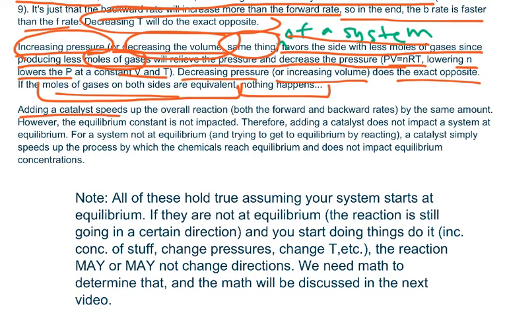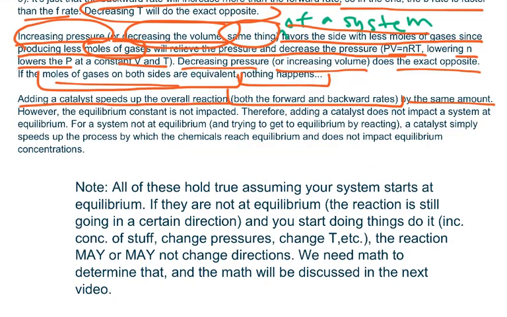Nothing will happen if moles of gas are the same on both sides. Now, adding a catalyst speeds up the overall reaction. It speeds up both the forward and backward rates by the same amount. Or more specifically, the forward and backward rates are scaled up by the same amount.